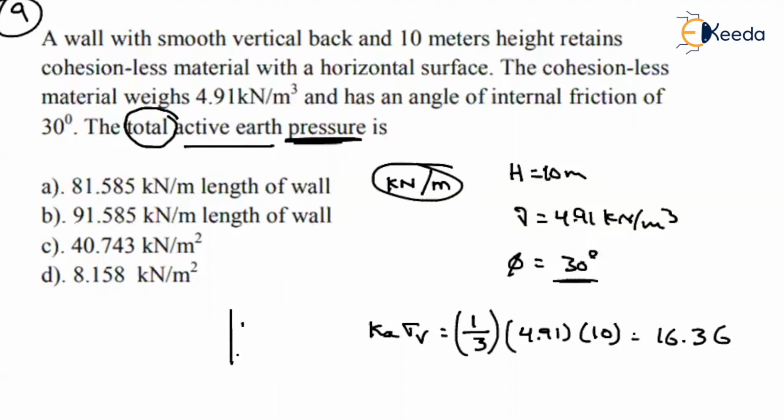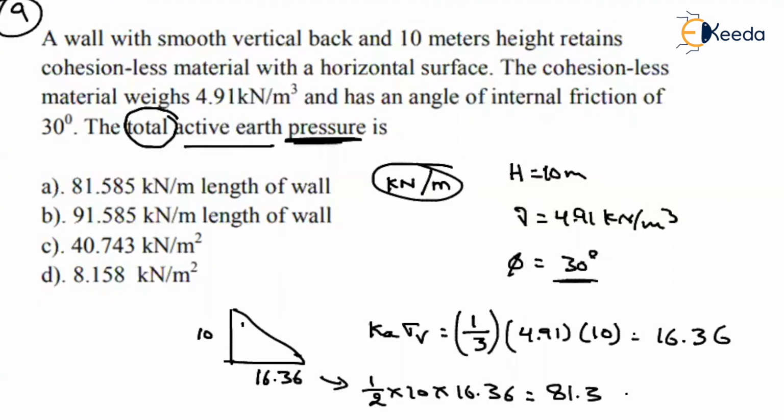So what about the pressure diagram? Just like this. What about the height? 10 meter. What about the active earth pressure here? 16.36. So what about the area? Half into 10 into 16.36. If you solve this, we'll get around 81.3. So what is the unit? Kilonewton per meter. That means 81.3 per 1 meter length of a wall. So the correct option is C.